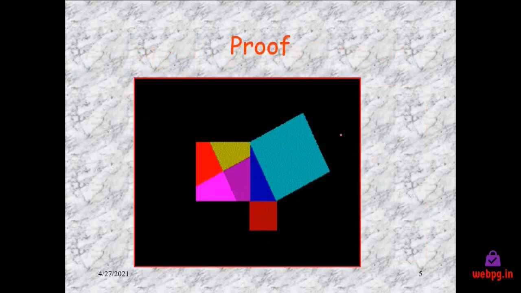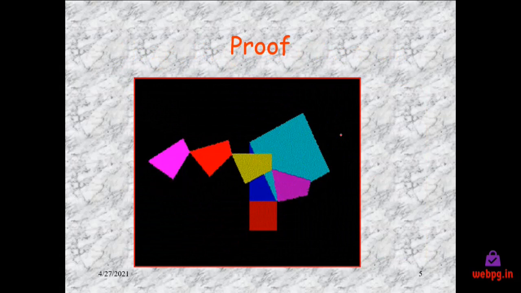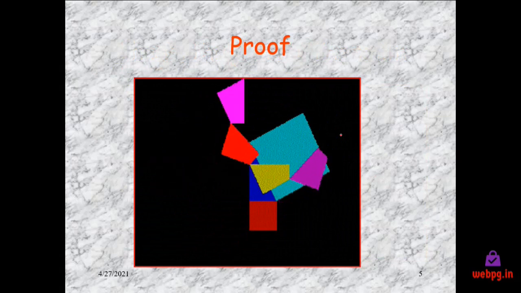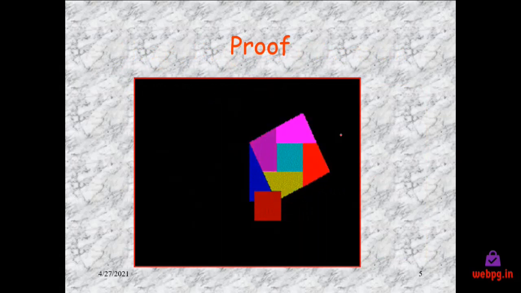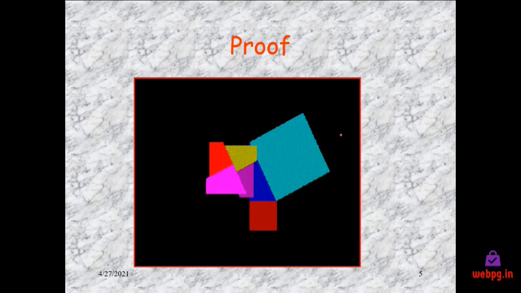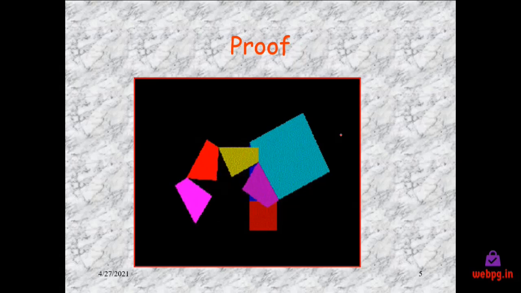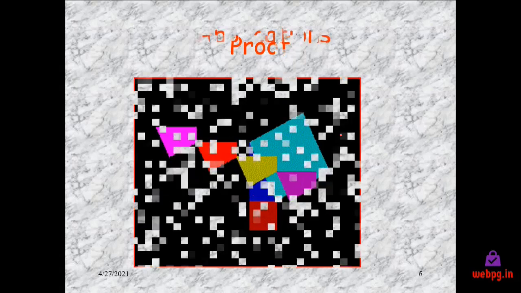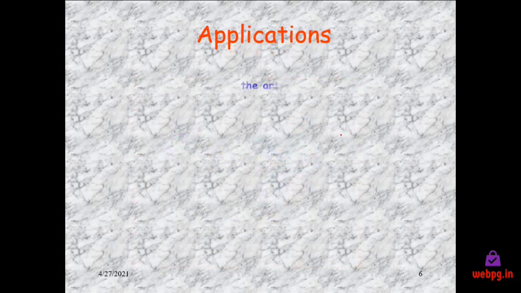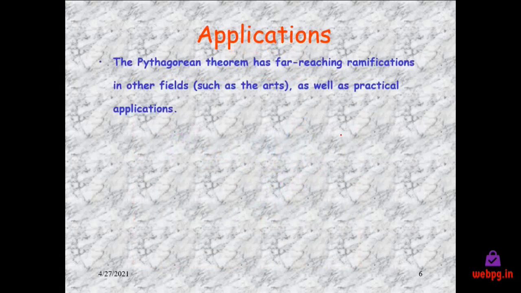Now let's prove it. As you see here, this is the video where we prove that the area of both the small squares is equal to the area of the larger square. So this is how we can see it. It shows now the applications, how we can apply this math, right?